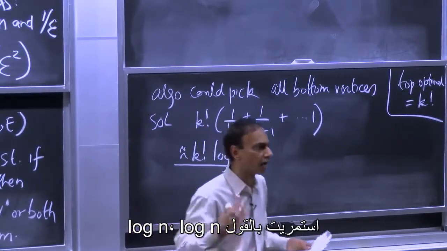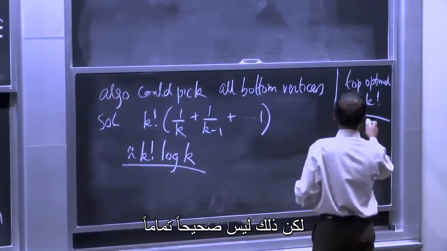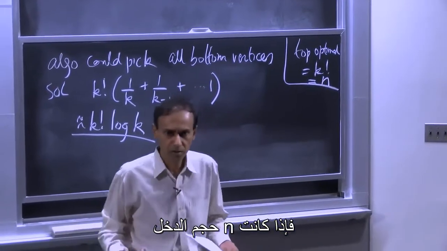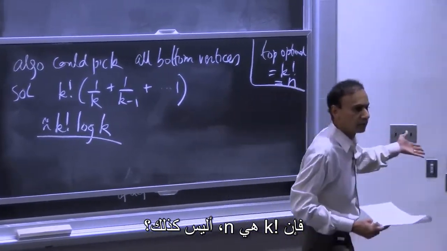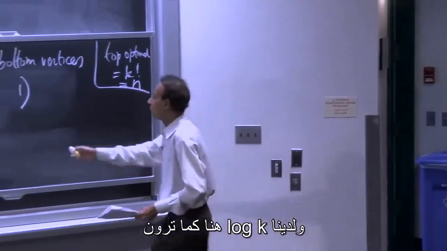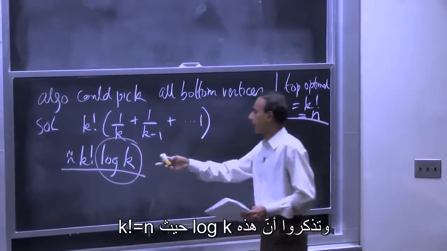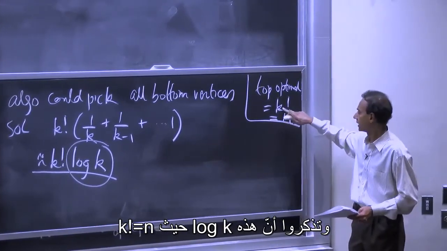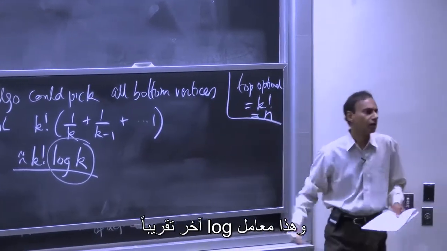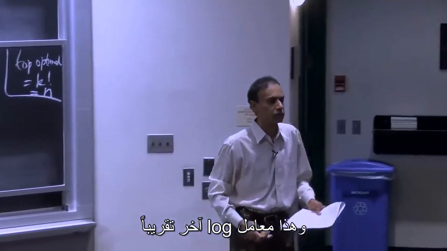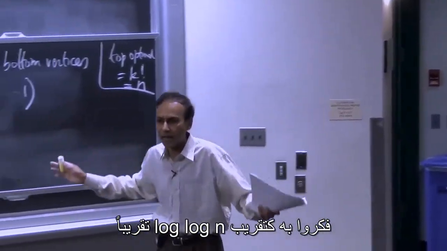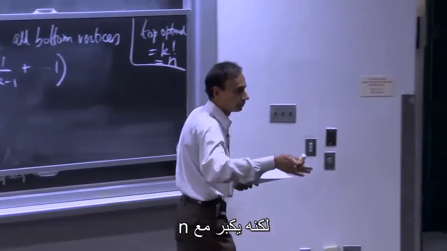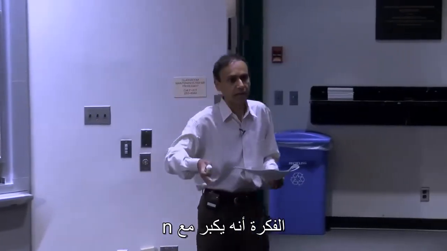I kept saying log n, but that's not completely correct, because if I think of n as the size of the input, k factorial is n. So if you see that I have log k here, remember that this is log k, where k factorial equals n. So there's another log factor, roughly speaking. Think of it approximately as a log n approximation, which is pretty good, but it does grow with n. The point is this does grow with n.